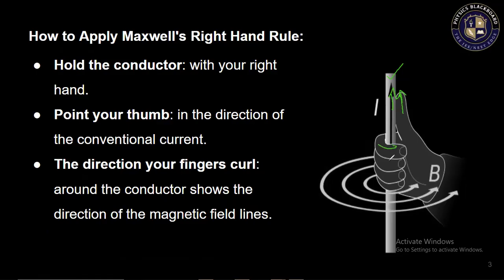So these curled fingers are showing the direction of magnetic field, right? You can see that the current is moving up and the curled fingers are shown in the anti-clockwise direction. So when you hold this conductor with your right hand, showing the current direction with your thumb, the curled fingers will show you the direction of magnetic field lines produced around it.